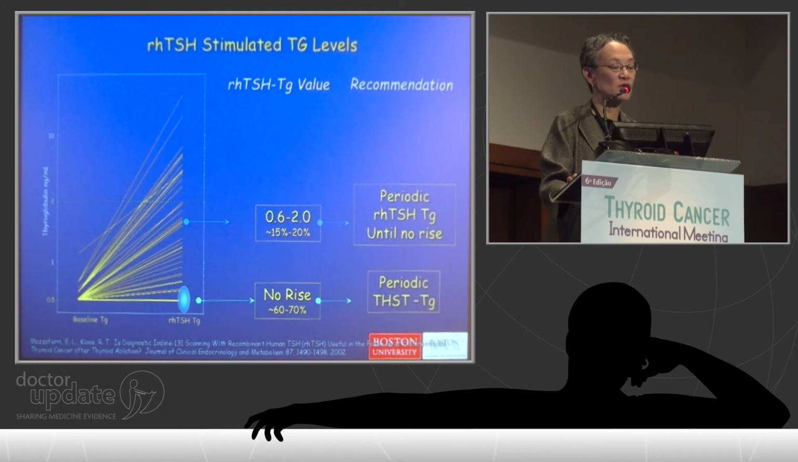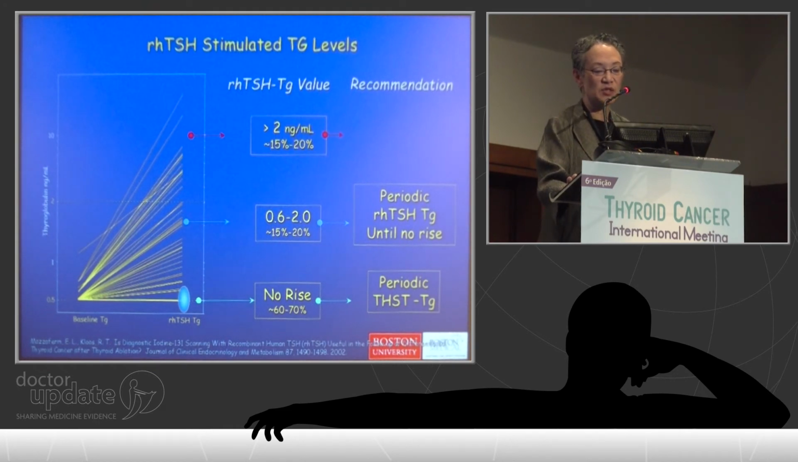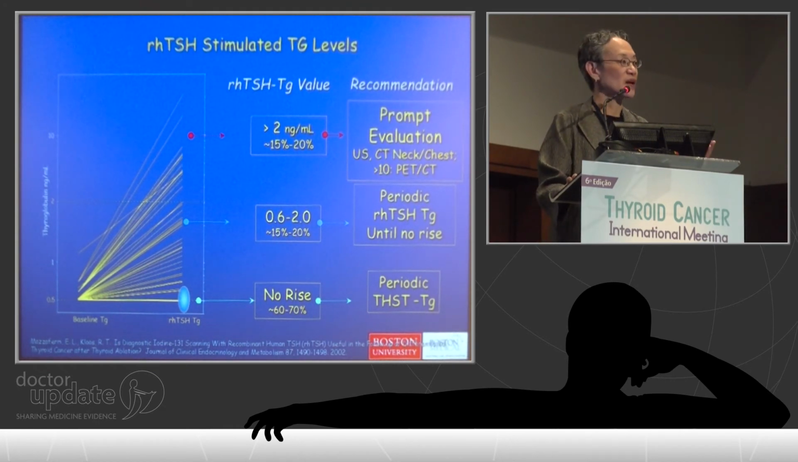On the other hand, if it goes above 2, that's the patient who you're actually going to do a prompt evaluation. The first stage is always going to be a CT of the neck and chest. Generally, these patients aren't iodine avid. If I have already had a negative whole body scan, I won't repeat it, okay? Because it is very, very rare that a recurrence will suddenly become iodine avid.